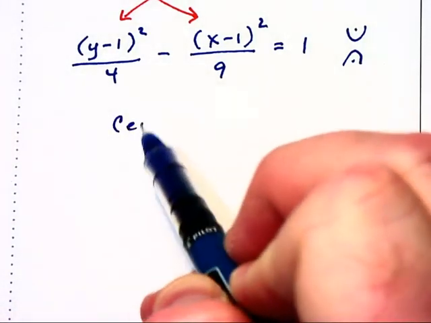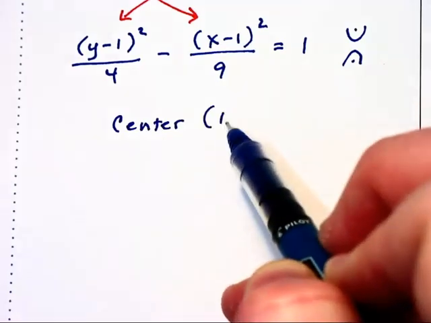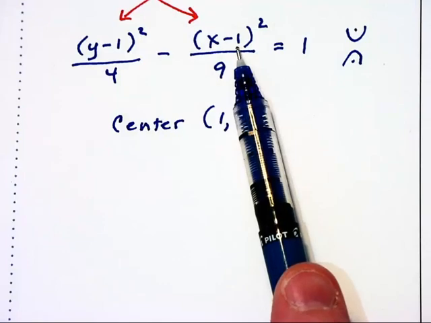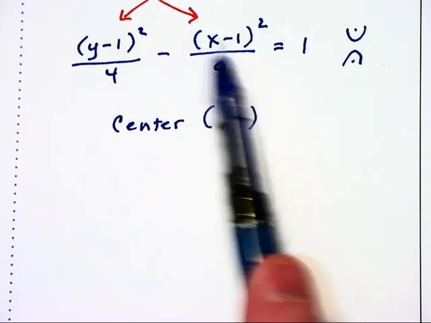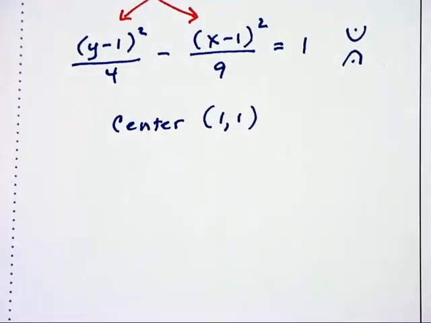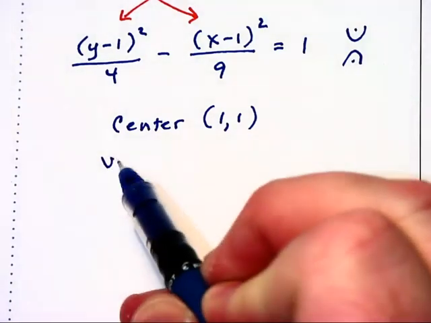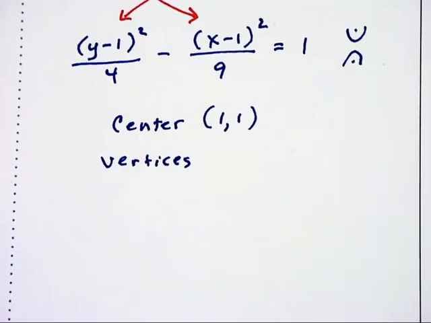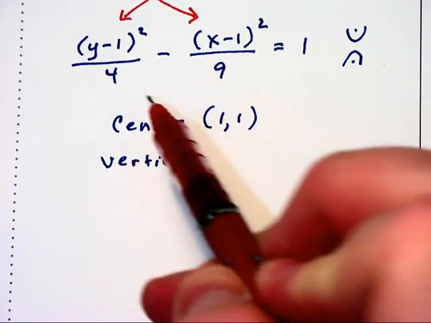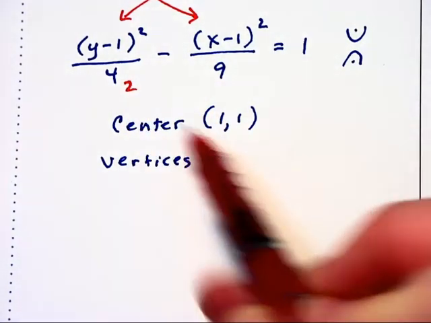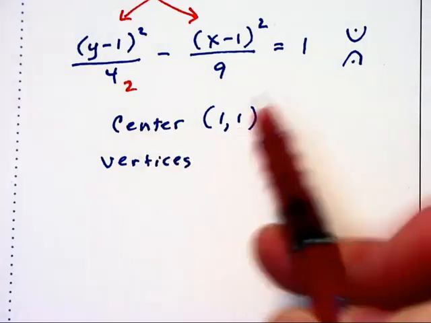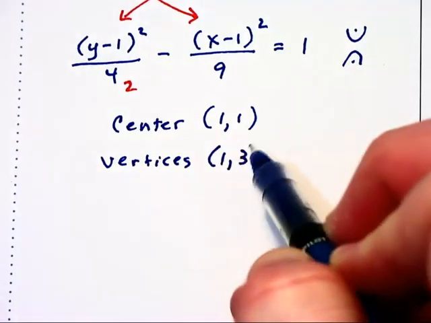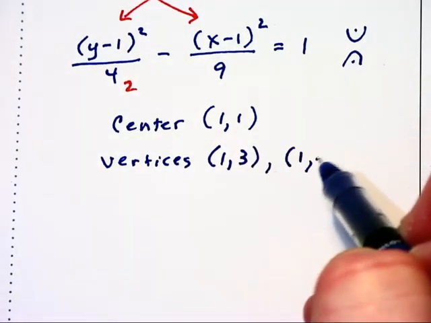The center here is going to be located at 1, 1. Actually, be careful here because the first 1 came from the second parentheses where the x is. We didn't read it from left to right. We went to the x parentheses first. The vertices, well, because this is opening up and down, we're going to pay attention to the denominator of the y fraction, which is 2, and that's going to tell us to move up and down 2 from the center. And so that's going to give us vertices at 1, 3 and 1, negative 1.